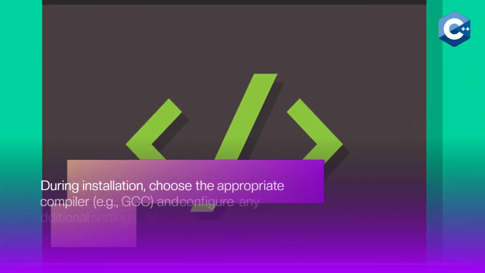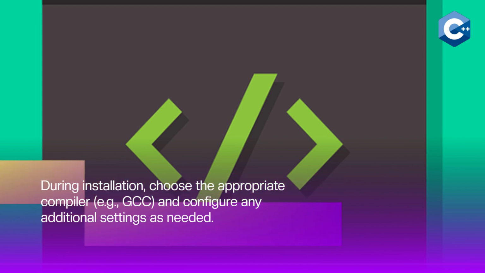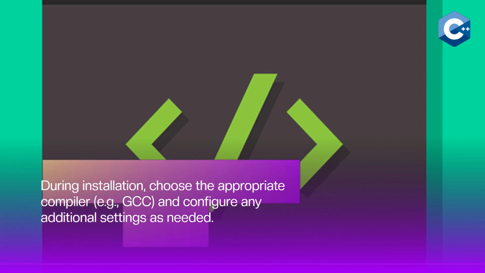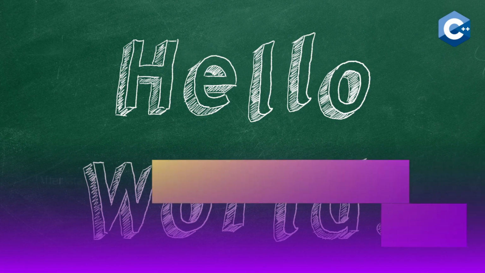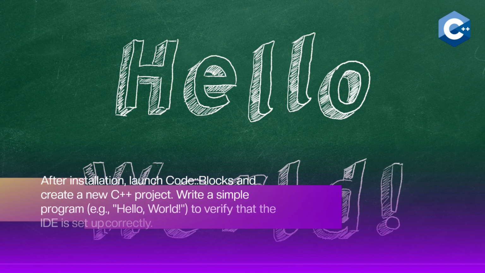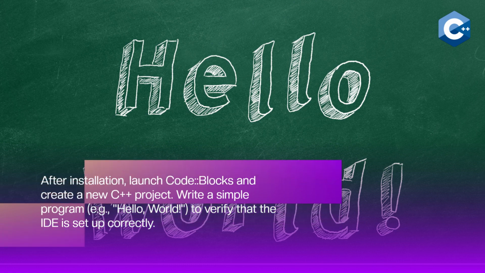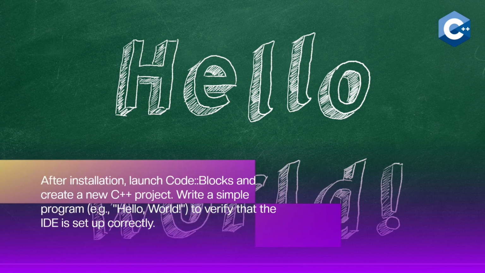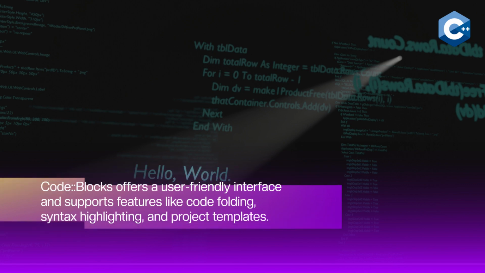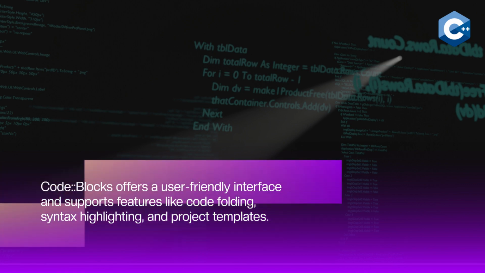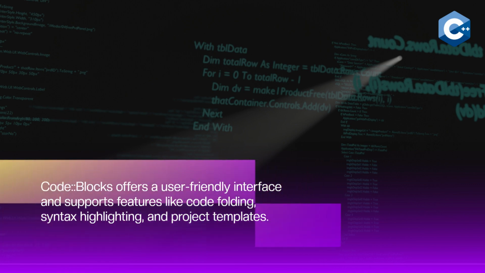During installation, choose the appropriate compiler, e.g., GCC, and configure any additional settings as needed. After installation, launch Code::Blocks and create a new C++ project. Write a simple program, e.g., Hello, World, to verify that the IDE is set up correctly. Code::Blocks offers a user-friendly interface and supports features like code folding, syntax highlighting, and project templates.